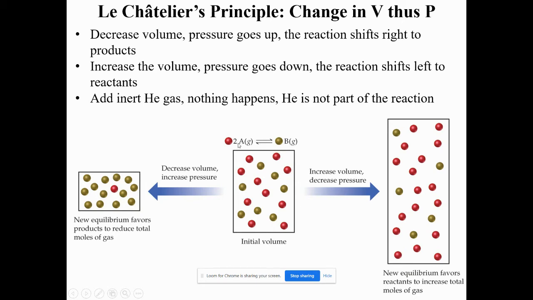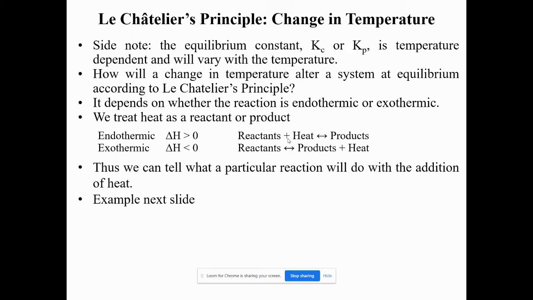If we had the same on both sides, again, remember, if you had, say, 1A and 1B, and you increase the pressure, decrease the pressure, it doesn't change the equilibrium, right? It stays the same if the same number of moles of gas are on both sides. Now we have one more thing to consider, and that's temperature, right?